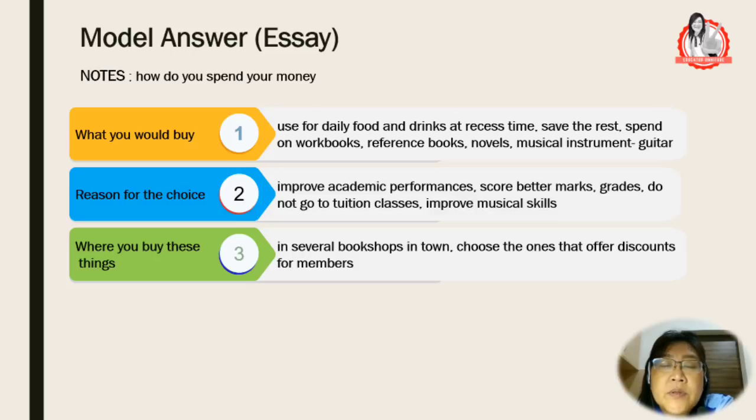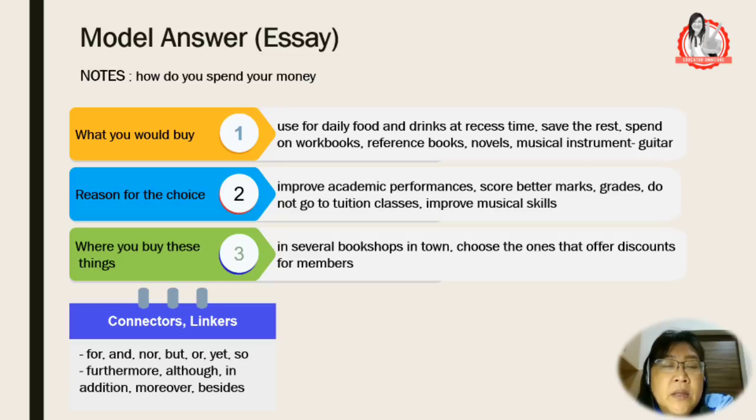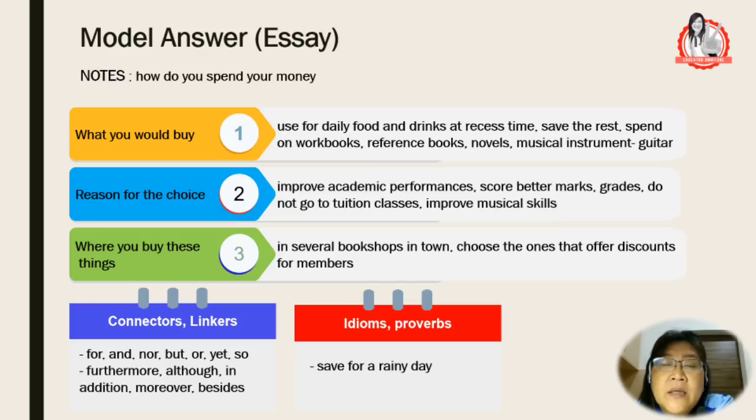Next, where do you buy these things? You can say in several bookshops in town. Okay, you choose the one that offers discounts for members. Okay, next, remember connectors and linkers. Always use them. Okay, for, and, nor, but, or, yet, so, or better linkers and connectors like furthermore, although, in addition, moreover, besides, consequently, and there are many more. Okay, and then to make your essay better, do use idioms or proverbs such as save the money for a rainy day.